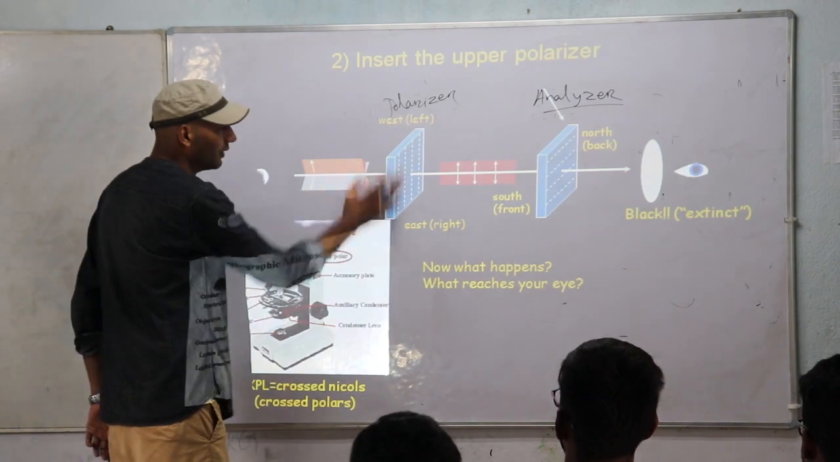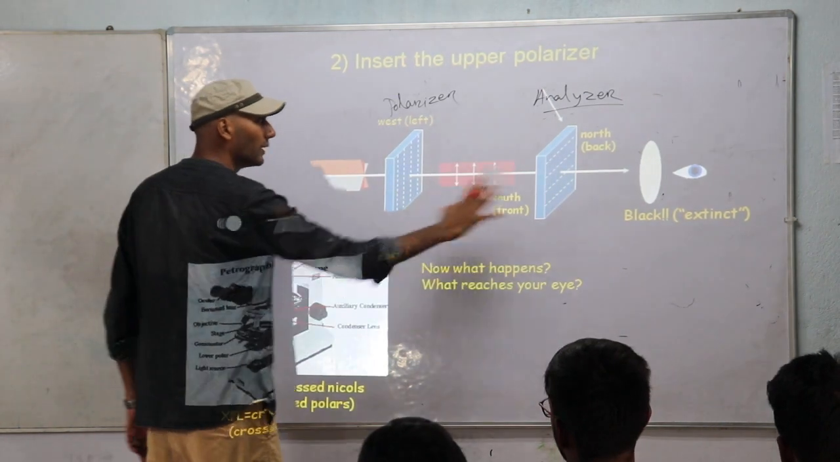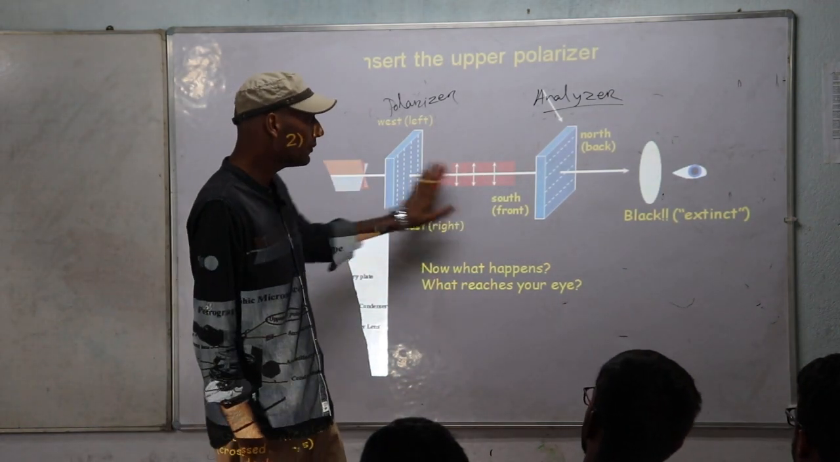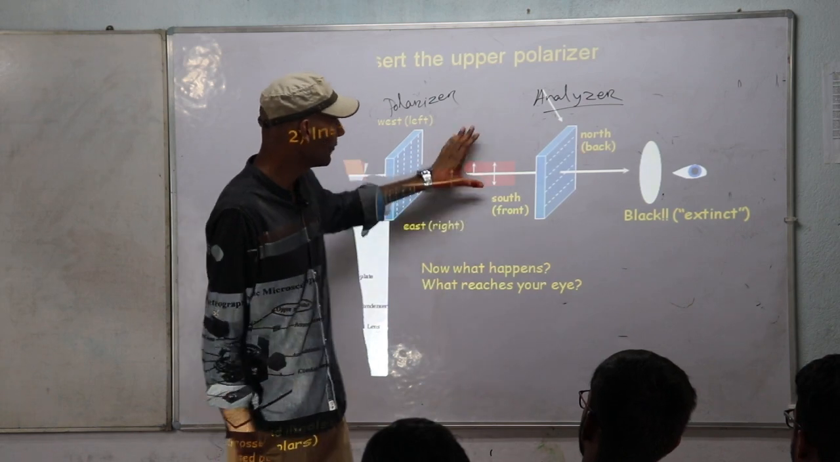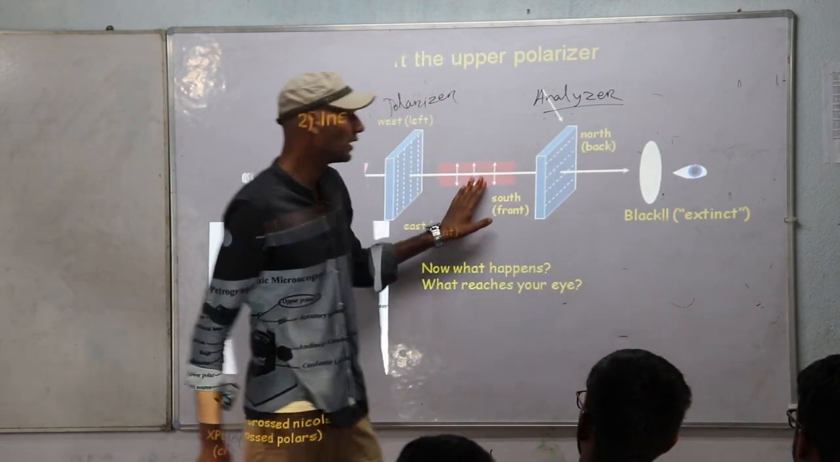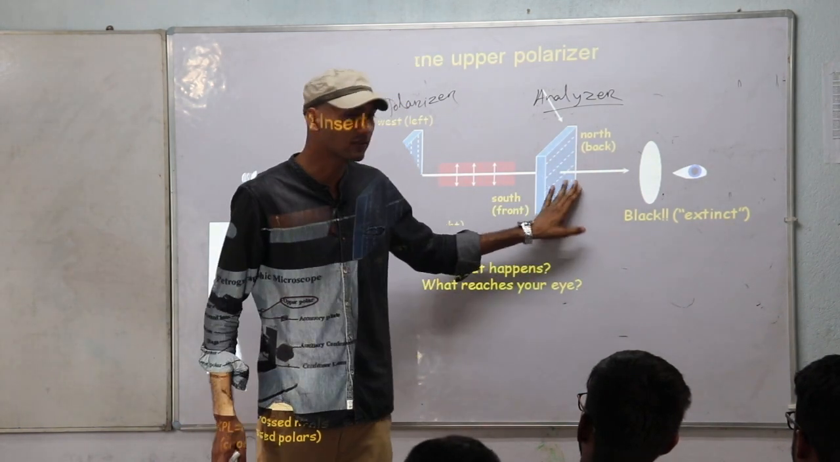You can see this is having left to right, or west to east. This is having a north-south vibration direction. So both of them are perpendicular. The light ray that passed through the polarizer has a vibration of west to east, but the analyzer has a vibration which is perpendicular to the vibration of the light ray. So it doesn't allow the light ray to pass through it.